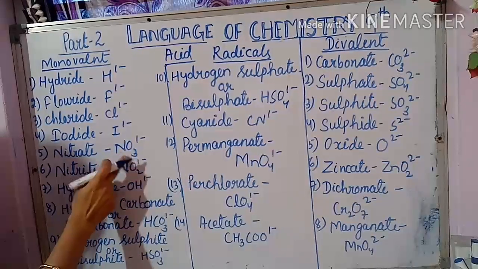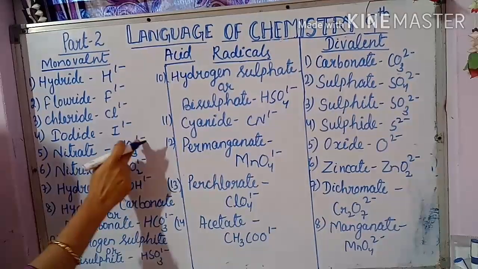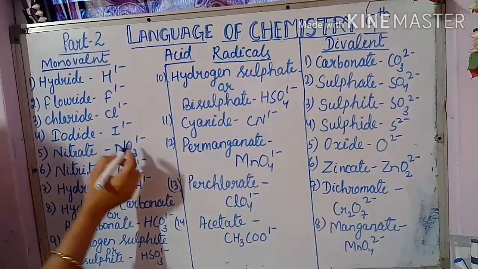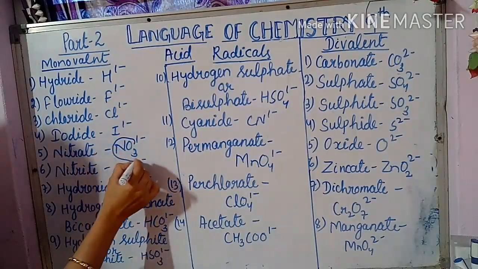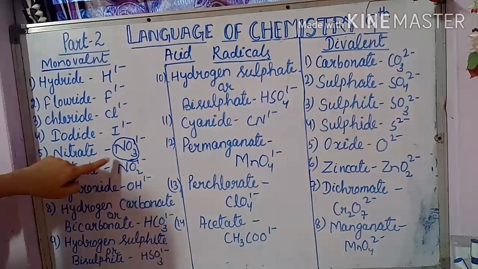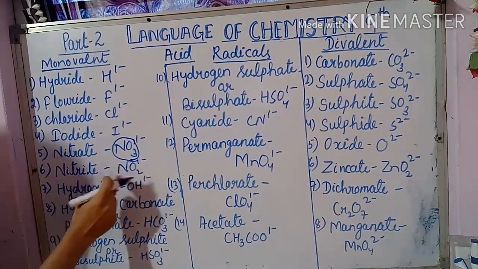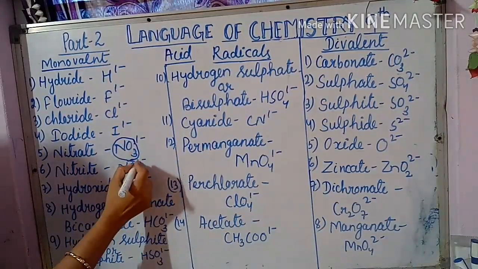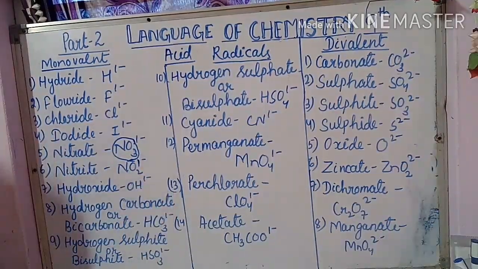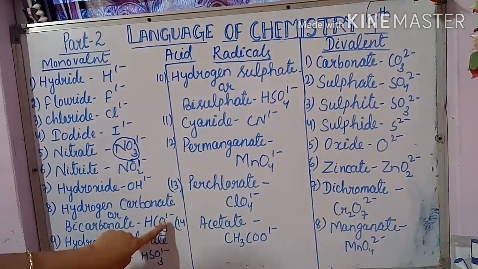Here NO3, you are simply thinking that 3 is the valency, but no. 3 is not the valency. Valency is 1 minus. Whenever nitrate comes, you have to write this full formula. This is the formula of nitrate. NO3 is the formula of nitrate. So NO3 you have to write and valency is 1 minus. Like this nitrite, formula is NO2 and valency is 1 minus. Like this hydroxide, formula is OH and valency is 1 minus. So whenever it comes, these are the total formulas. You have to write this one.